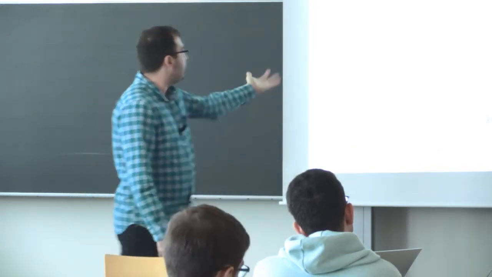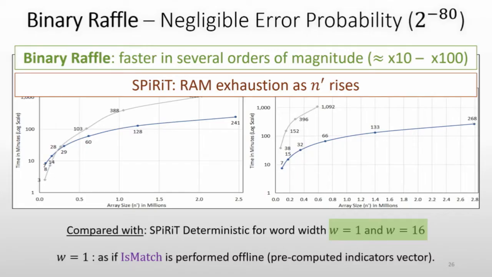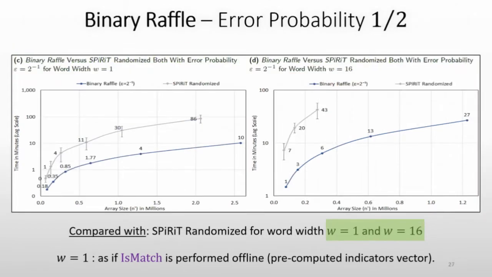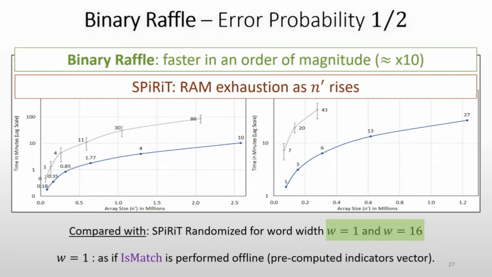You can see in these graphs that the binary raffle protocol is faster by several orders of magnitude compared to Spirit. And also, we got RAM exhaustion in Spirit as the array size rose. If we look at the binary raffle protocol with error probability half, a small error probability, and compare it with the randomized version of Spirit, again, we see that binary raffle is faster by an order of magnitude, and we have RAM exhaustion in Spirit as the array size rises.